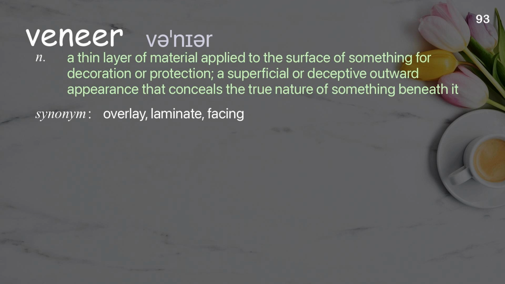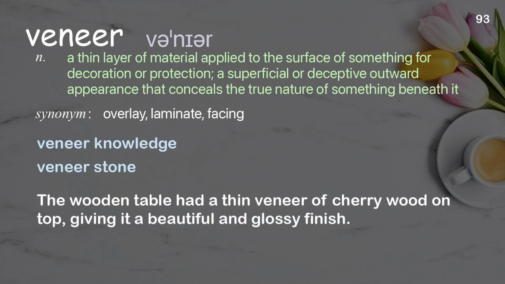Veneer. A thin layer of material applied to the surface of something for decoration or protection, a superficial or deceptive outward appearance that conceals the true nature of something beneath it. Examples: Veneer knowledge. Veneer stone. The wooden table had a thin veneer of cherry wood on top, giving it a beautiful and glossy finish.